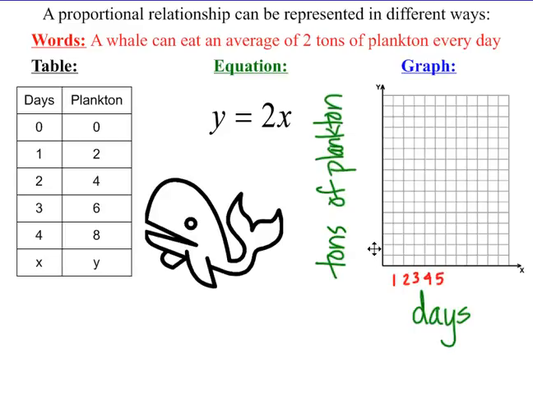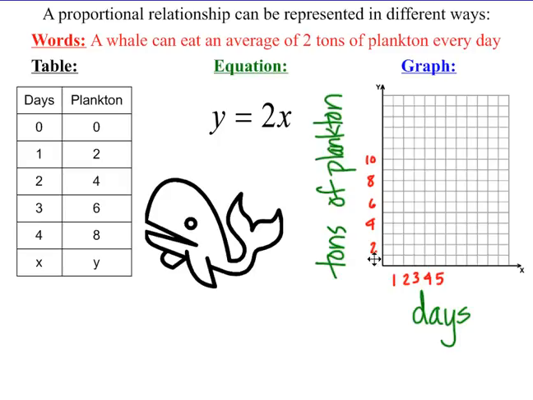And the same thing with tons of plankton. This first one will be 1, the second 2, then 3, 4, 5, 6, 7, 8, and so on. Okay, so that will give us some numbers on there. Now the next thing we want to do is plot the relationship.